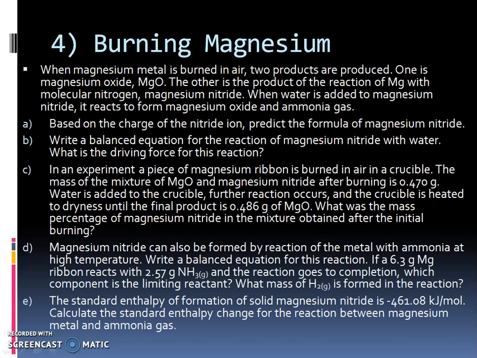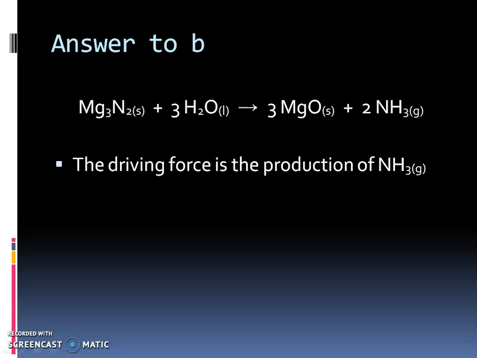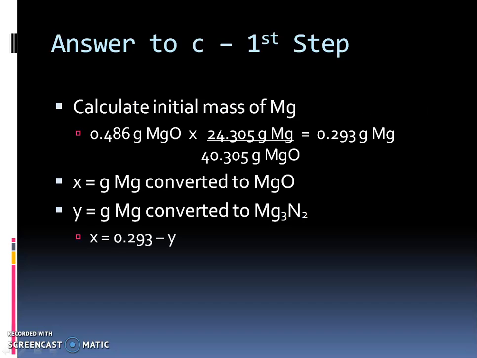Number 4, again, pretty lengthy here. So pause or take a screenshot and try to get through all this. Okay, on to the answers. So A, that should make sense just using your periodic table. B, you might have had to look this up because this is a little tricky and a little different. C, now C has multiple steps. So this is the first part of it.